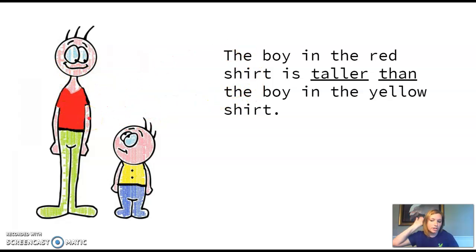Take a look at our next one. Can you say it first? The boy in the red shirt is taller than the boy in the yellow shirt. Did you get it right? All right, you guys are doing great.